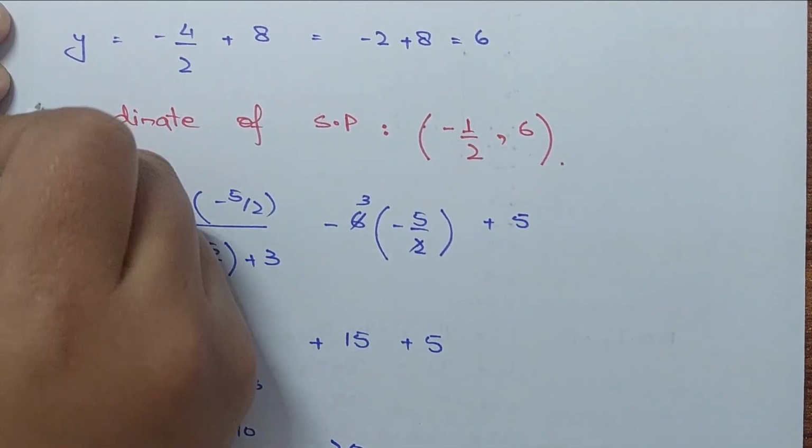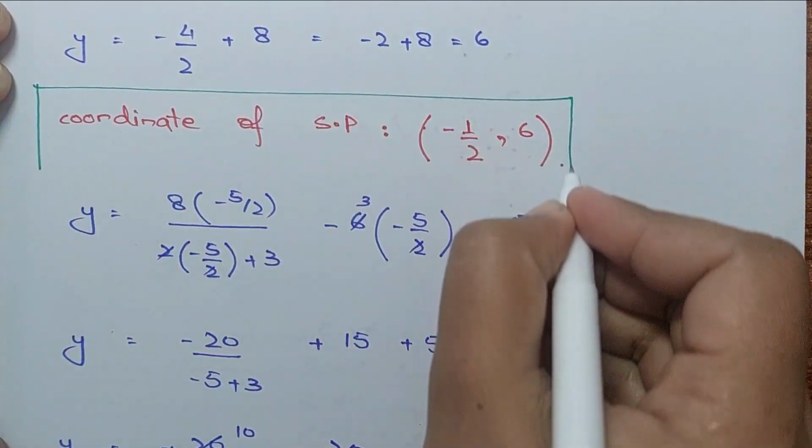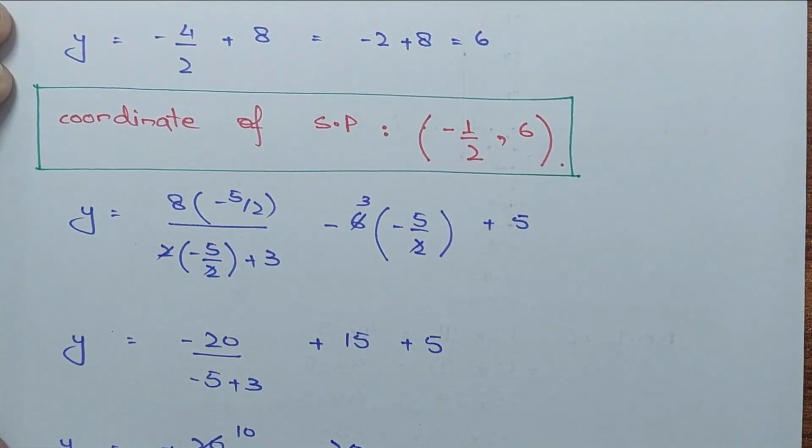This is the second one, and that's the first one. We need to figure out the x and y coordinates of the stationary points.